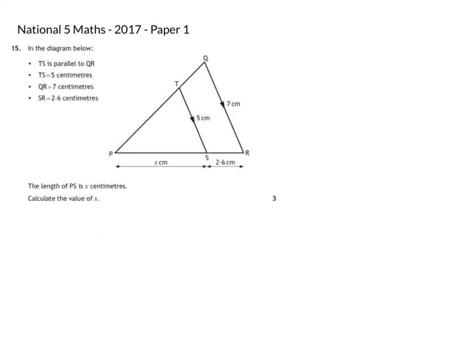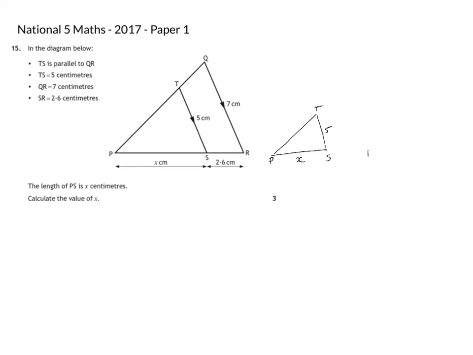So we're on to our last question of paper 1. So we've got, in the diagram below, TS is parallel to QR. TS is 5 centimeters, QR is 7 centimeters, SR is 2.6. P to S is x centimeters, and we need to find the value of x. So in this case, I think the best thing when we've got triangles inside triangles is to draw them out as separate things. So we've got our first triangle, which is P, T, and S. There we go. So that's x, and that is 5.